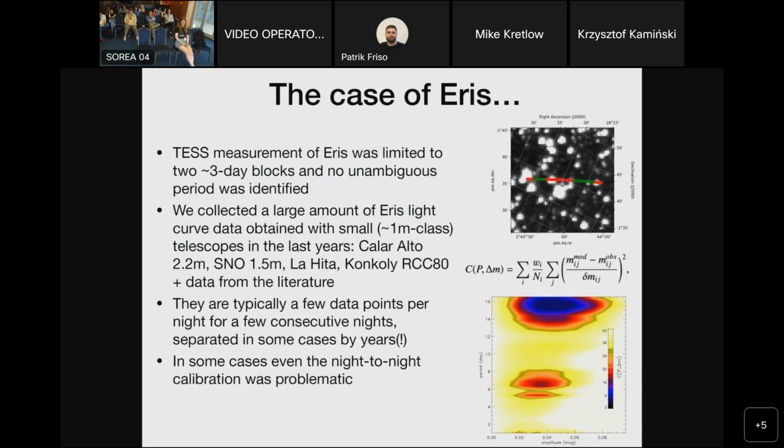Many from Spain: Calar Alto Observatory, Sierra Nevada Observatory, La Hita, also the Konkoly Observatory 80-centimeter telescope, and so on, and data from the literature. So typically we had a few data points per night for a few consecutive nights, separated in some cases by years. And even in some cases, the night-to-night calibration was problematic.